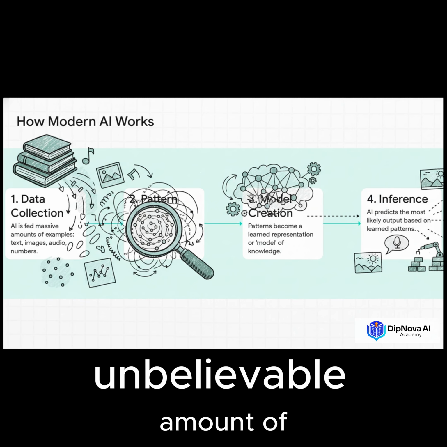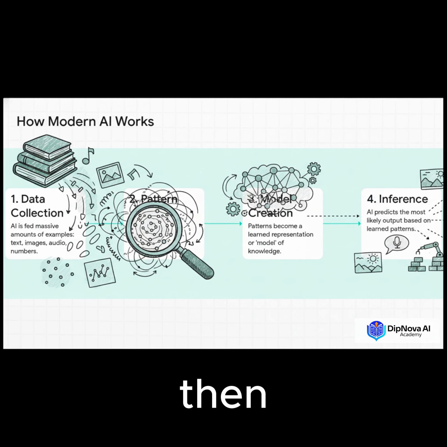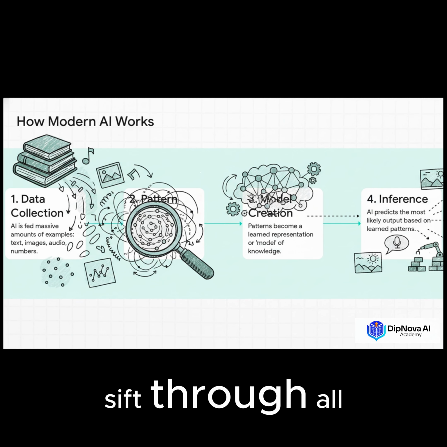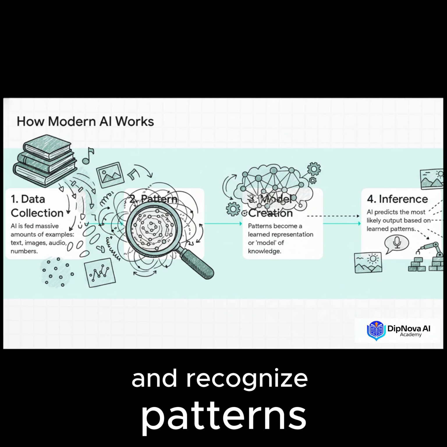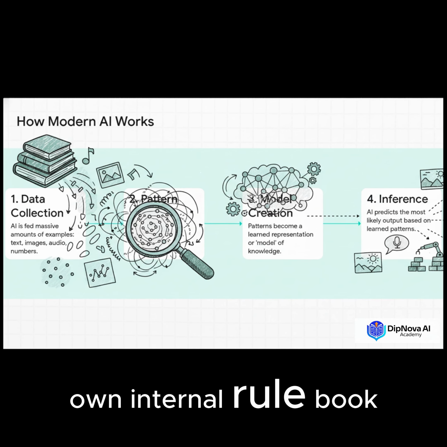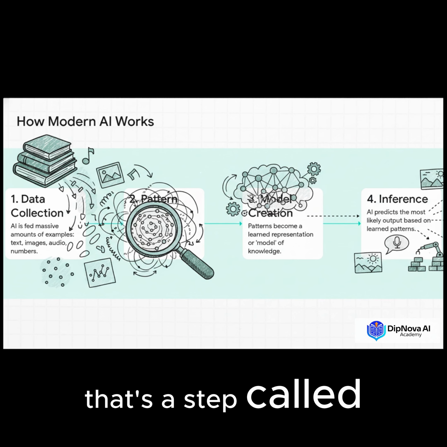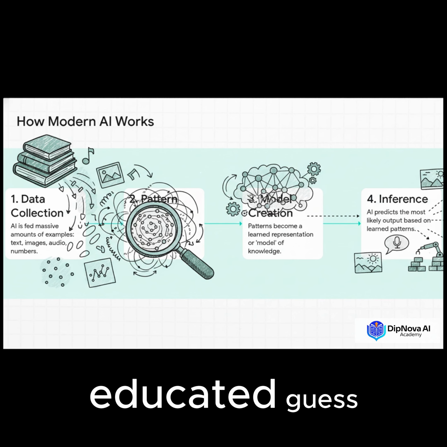First, you just feed it an unbelievable amount of data. We're talking text, images, whatever. Then, the AI's only job is to sift through all that chaos and recognize patterns. From those patterns, it builds something called a model, which is just its own internal rule book. And finally, it uses that model to make a prediction. That's a step called inference, and it's basically just a highly educated guess.